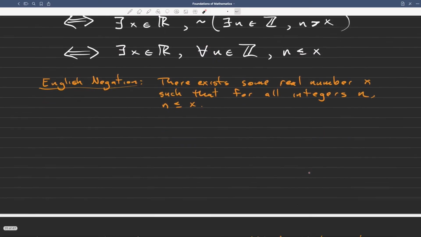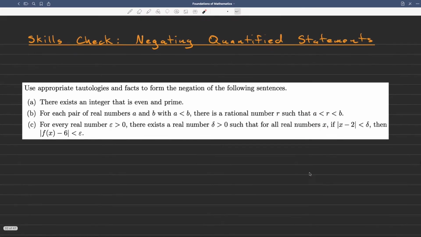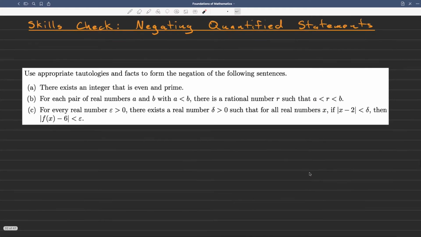All right, so now I want you to do a little skills check here, and I would like you to take maybe 10, 15 minutes, however long it takes you to do it, and I want you to do exactly what I did in the last two examples. Just take the sentence that you're given, put it into a symbolic form, negate it using tautologies in fact 1.30, and then put it back into English. So press pause on the video now and work on these, and then when you're done, come back and we'll work through a couple of them together.